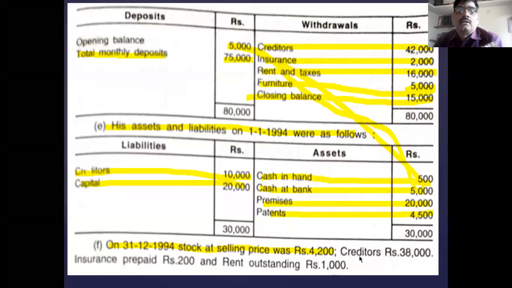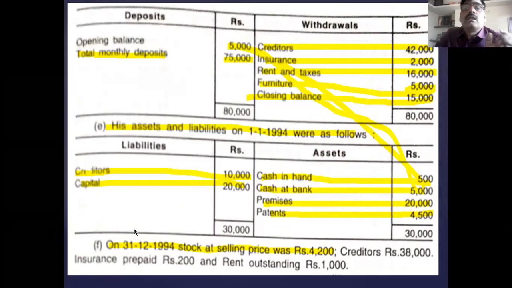Then creditors 38,000 goes to creditor account closing balance and then to the balance sheet. Prepaid insurance is to be deducted in the P&L account insurance item, and rent outstanding is to be added in the rent P&L account, and then you have to take it in the balance sheet. Okay, this is the point you remember.